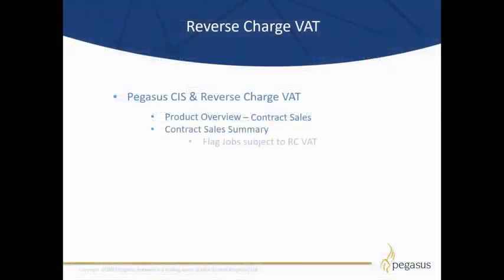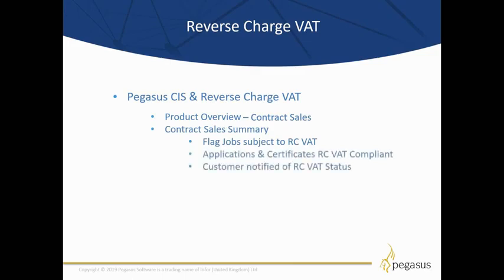Let me summarise what we've just seen in contract sales and job costing modules within Pegasus CIS. This version of Pegasus CIS allows us to mark those jobs and contracts that are subject to reverse charge VAT. This then allows us to raise sales applications under these rules with the customer being notified of the reverse charge VAT status. Also, to receive contract certificates accordingly, which means that the payment we receive from our customers will be made withholding the VAT, ultimately feeding through to the VAT return, making sure that the figures sent to HMRC will be correct. So the contract sales module is compliant with these new rules.